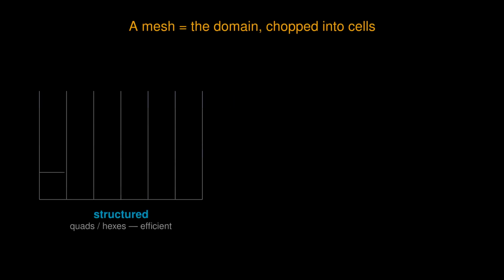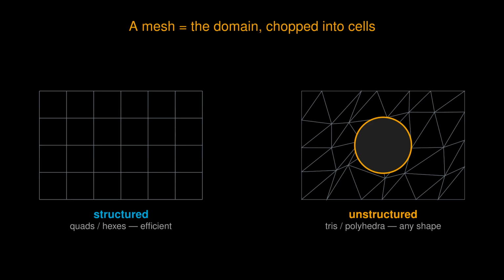A mesh is just the domain, chopped into cells. You build one in two broad ways. A structured mesh is a clean grid of quadrilaterals or hexahedra, lined up in neat rows, efficient and accurate, but it struggles to wrap around complicated shapes. An unstructured mesh fills the space with triangles or general polyhedra, bending around any geometry you like, at the cost of some efficiency. And remember, every cell is one of those control volumes from the finite volume method, the little box where the solver balances its fluxes.